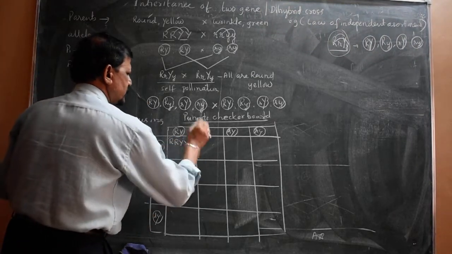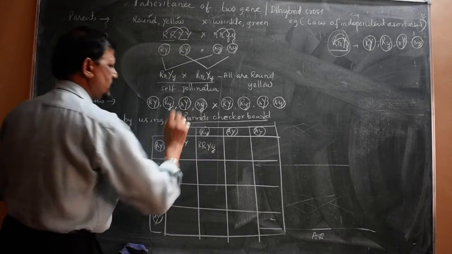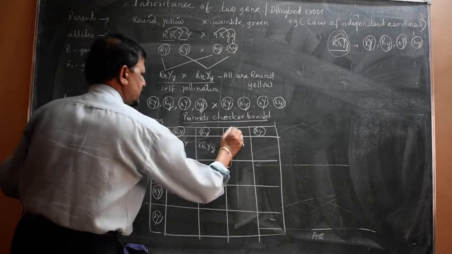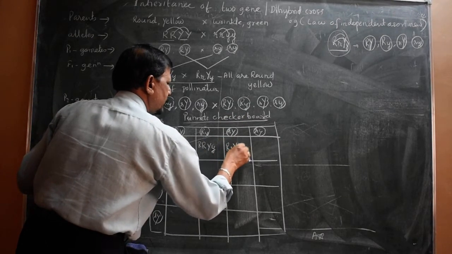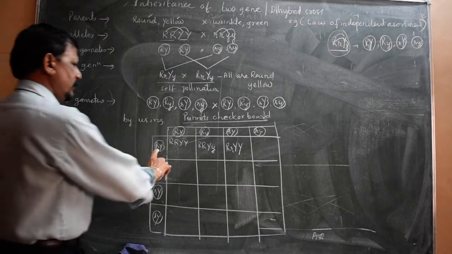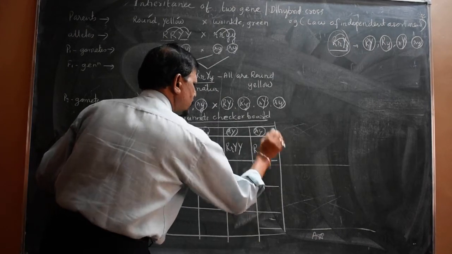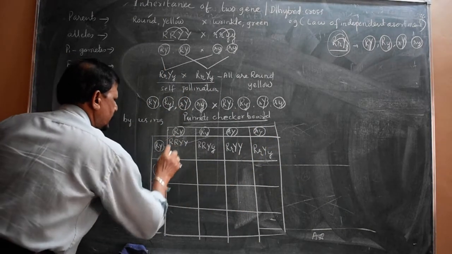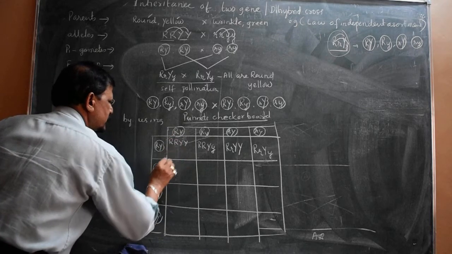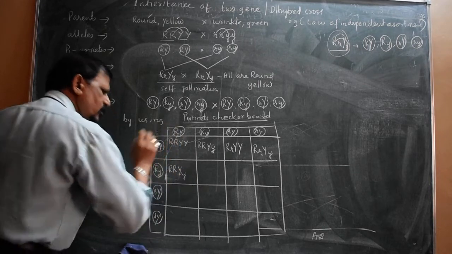Next to this, capital R, capital R, capital Y, small y. Next to this, capital R, small r, capital Y, capital Y. Correct? Next, capital R, small r, capital Y, small y. Correct? Next, now this to this, like this: capital R, capital R, capital Y, small y.